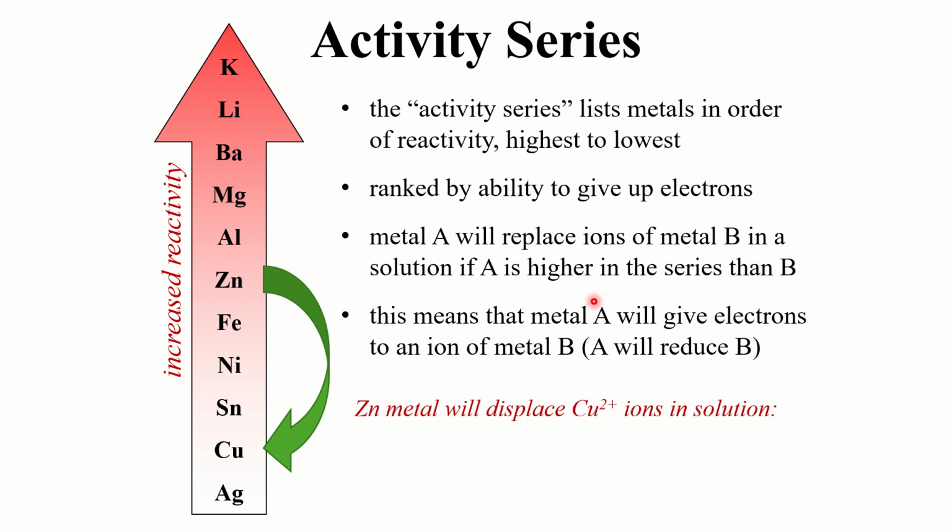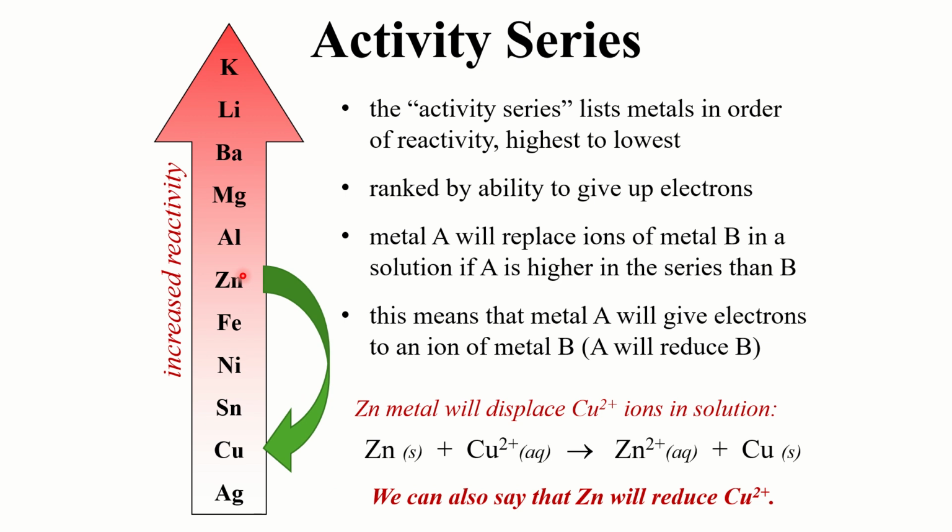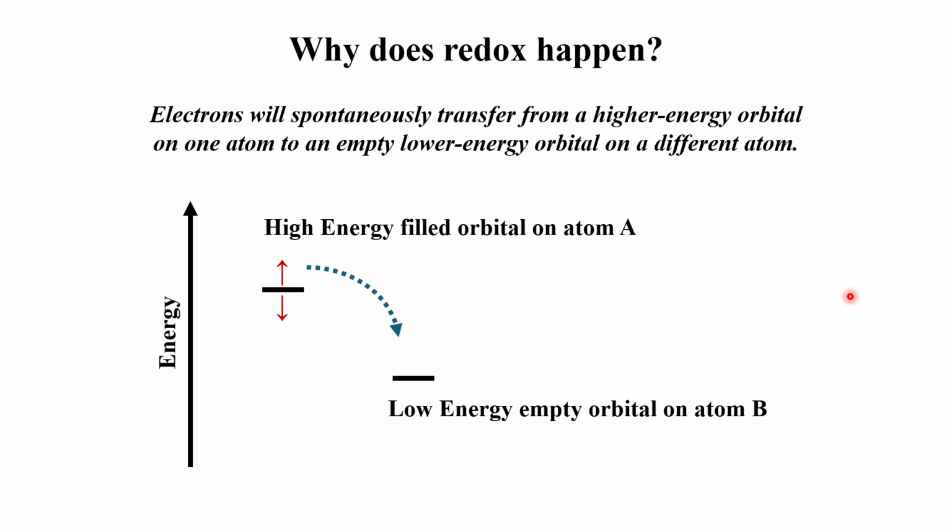So if we were to look at an example of the relationship between zinc and copper, we can see that zinc is higher on the activity series than copper is. It's more reactive. So zinc metal can displace copper ions in solution. And we could also say then that the zinc will reduce the copper ions. And so this is the basic version of that redox reaction between zinc and copper. So any metal that's further up the activity series can reduce the metals below it. Why does this happen? Why do redox reactions happen?